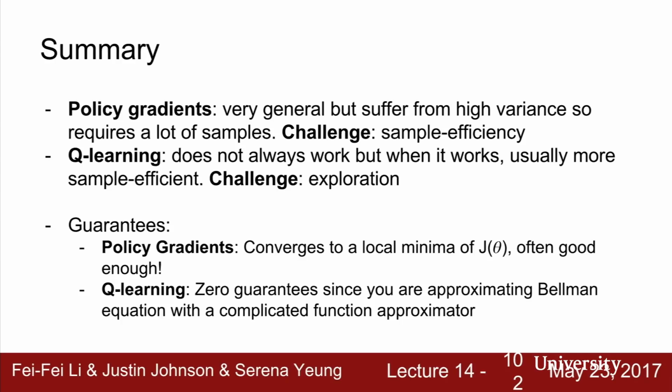You're just directly taking gradient descent or ascent on your policy parameters. This works well for a large class of problems, but it also suffers from high variance. So it requires a lot of samples, and your challenge here is sample efficiency. We also talked about Q-learning, which doesn't always work. It's harder sometimes to get it to work because of the problem that we talked about earlier, where you are trying to compute this exact state action value for very high dimensions.